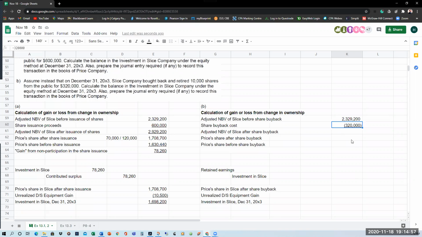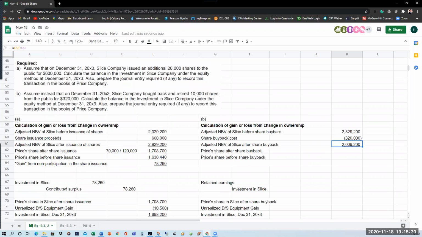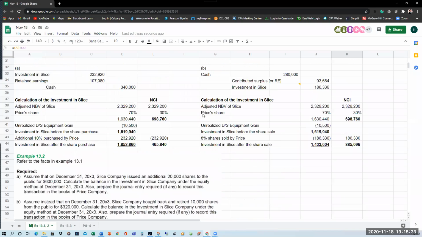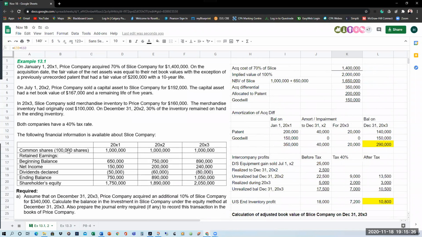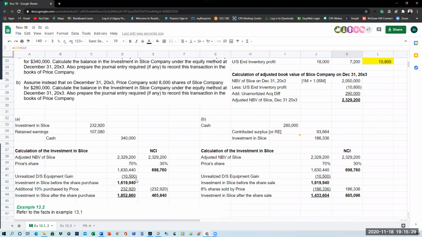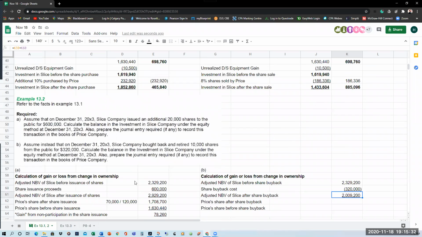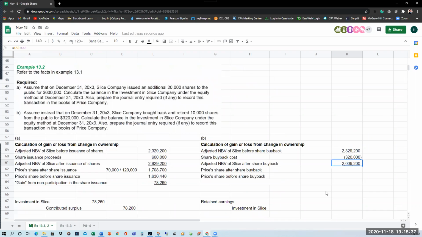So what happens as a result is that after the share buyback, the adjusted net book value becomes $2,009,200. This amount is the reduced value of Slice Company. And with how many shares outstanding now? Before they did the share buyback, they had 100,000 shares outstanding. When they bought back 10,000 shares, the number of shares outstanding will become 90,000. Price still owns 70,000, right? So Price Company still owns 70,000.